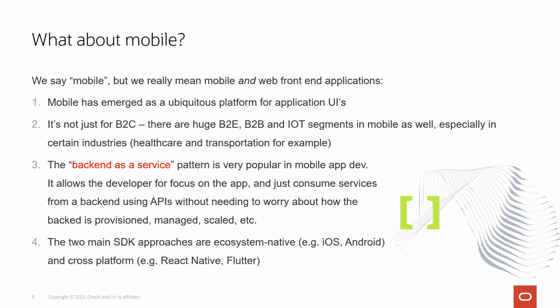So what about mobile then? Mobile is not just a typical business-to-consumer web front end application. There are also huge needs for mobile applications in business-to-business communication and Internet of Things segments, especially in certain industries like healthcare or transportation. The backend as a service pattern is very popular in mobile application development. It makes it possible for the developer to focus on the application instead of how it's running, how it's provisioned, and how it's managed. The developer basically consumes services from a backend using APIs without worrying about that part.